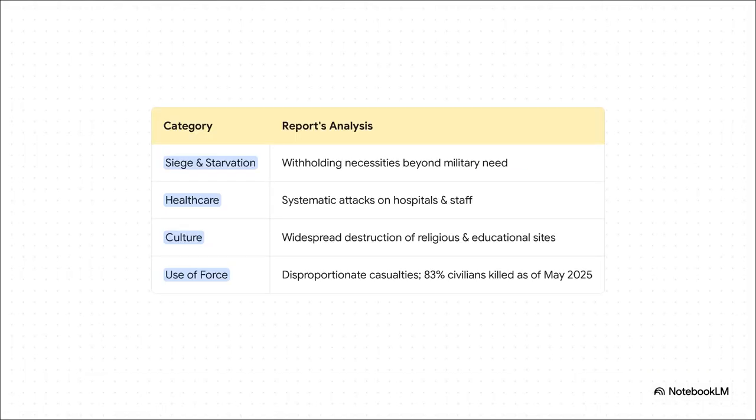And for that indirect evidence, the report says, look, when you step back and connect the dots, a pattern starts to emerge. They point to the siege that withholds basic necessities. They point to the systematic attacks on hospitals, the destruction of cultural sites, and a use of force that, according to their sources, resulted in a civilian death rate of 83%. The argument is that altogether, this points to something beyond just military objectives.